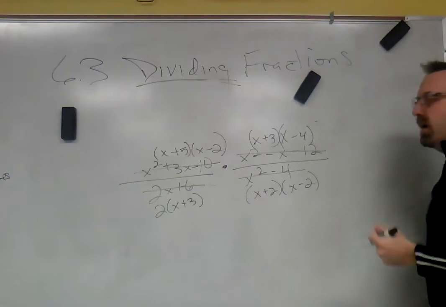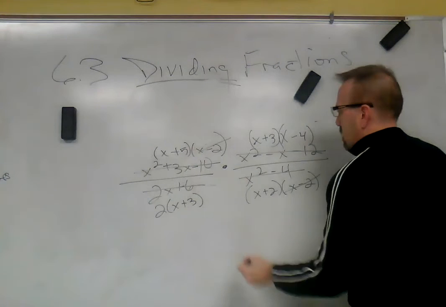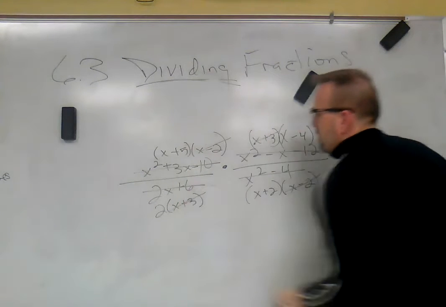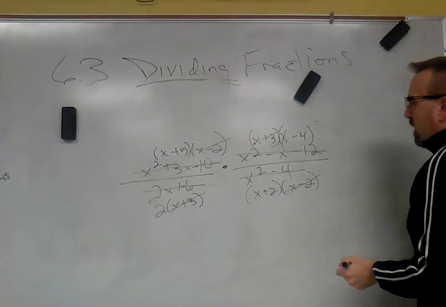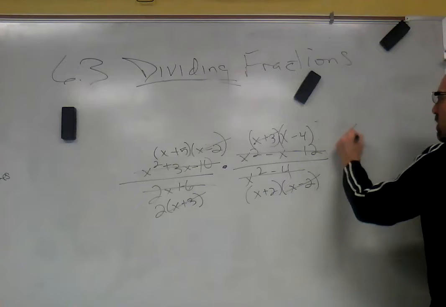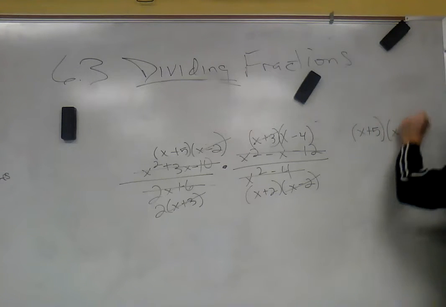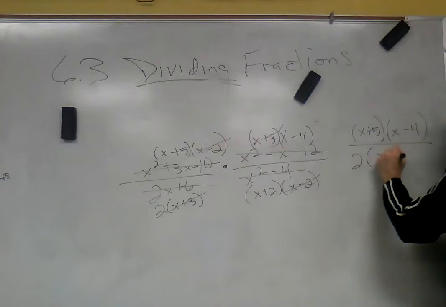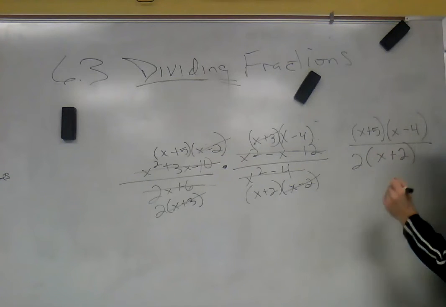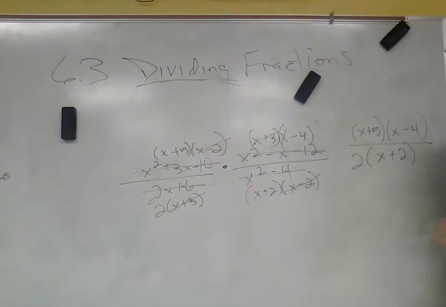Now we can start canceling things that are common. We have x minus 2. We have x plus 3. Anything else? That looks to be it. So we can rewrite it, (x plus 5)(x minus 4). We have a 2, and we have x plus 2. Make sure, it's really helpful to cross things out. That way you see what is left.